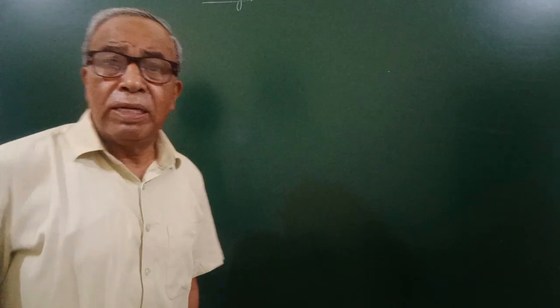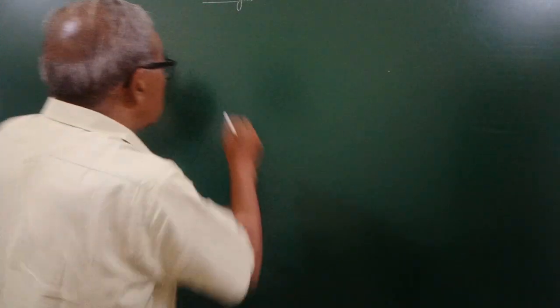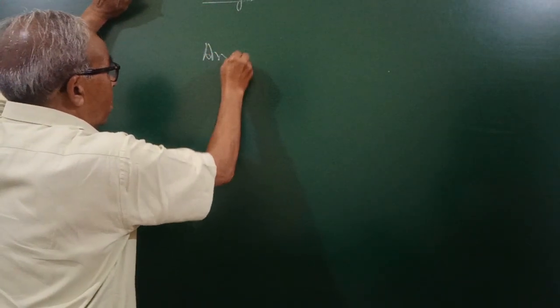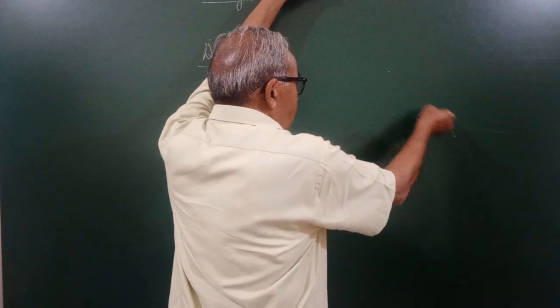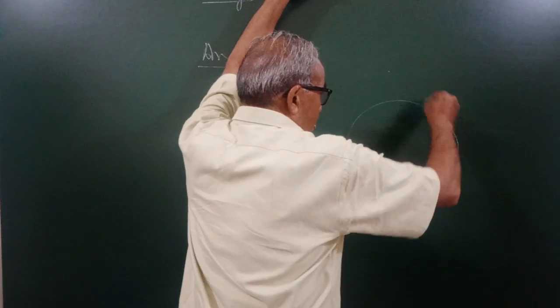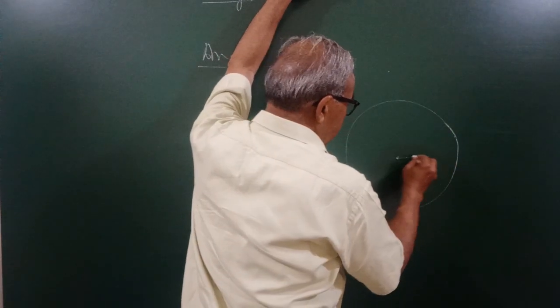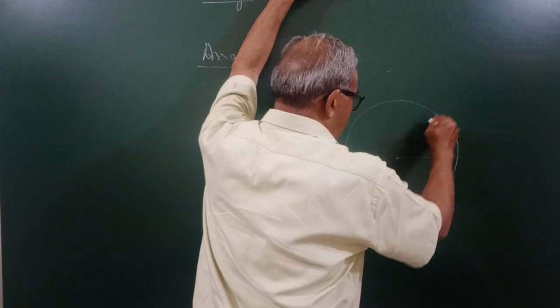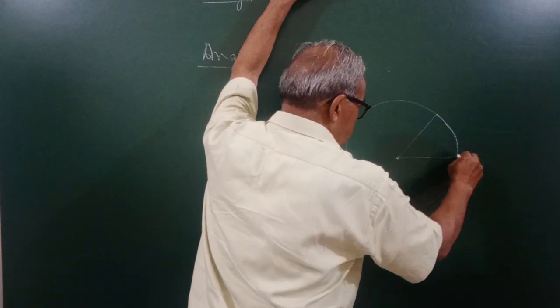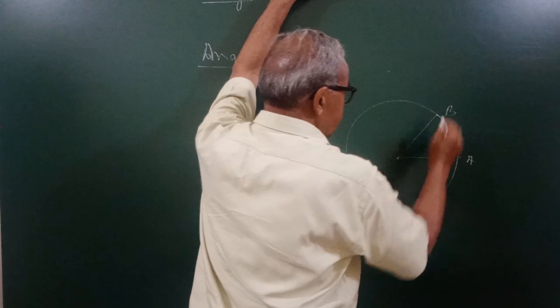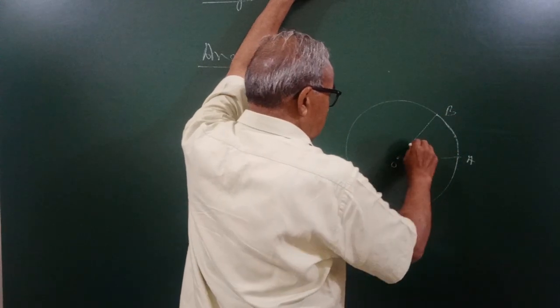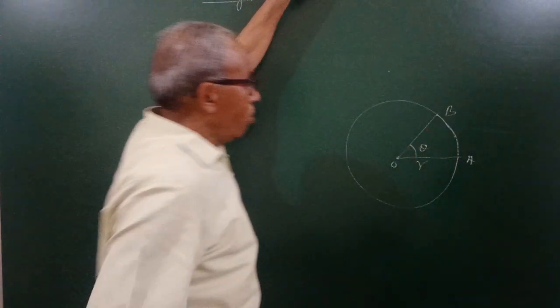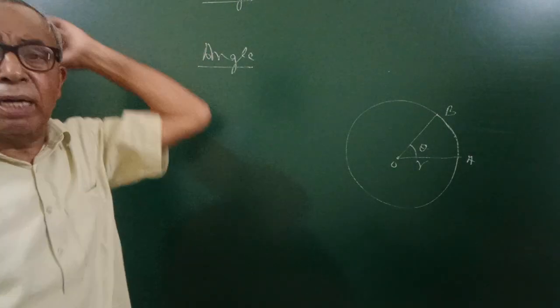When I ask my students to define angle, they feel unable to explain. What is angle? In fact, if we have a circle here and this is the center of the circle, this is called an arc. This much is arc AB. This is radius. This is center. Here this theta is called the angle subtended by the arc at the center.